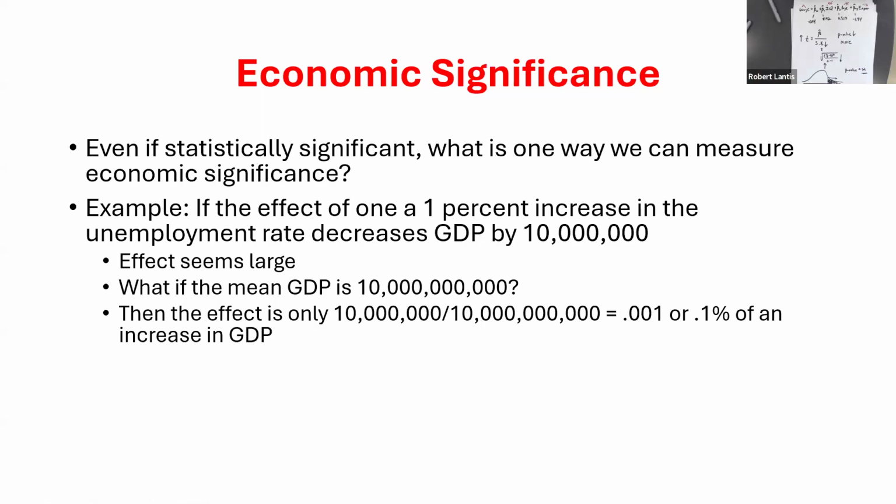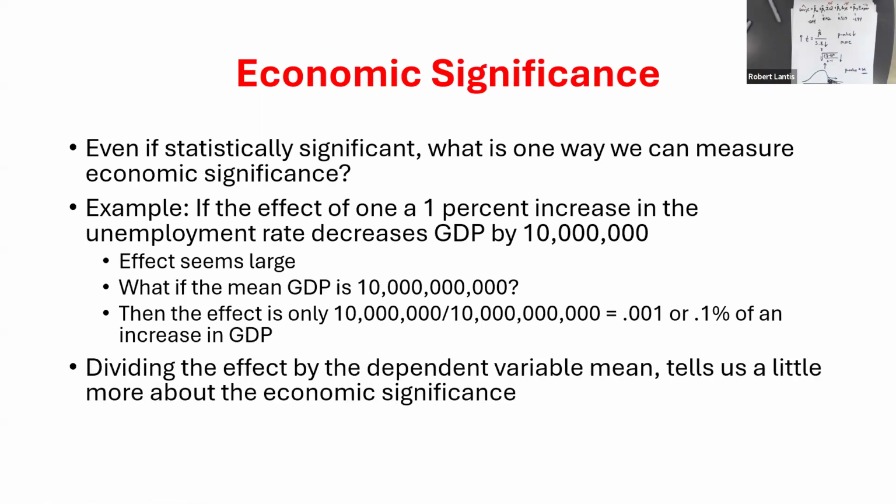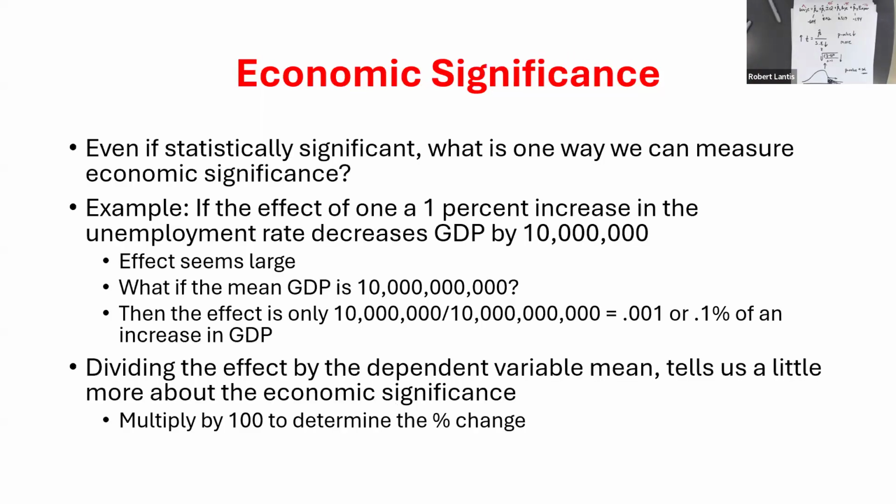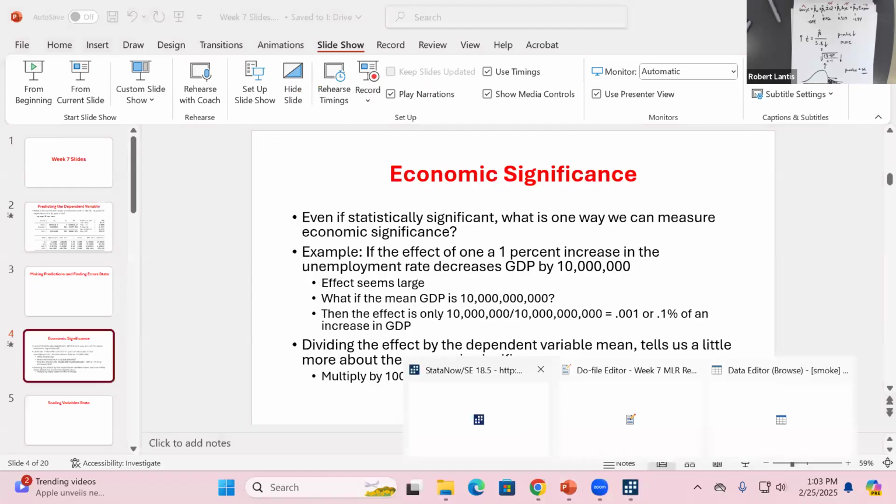So we could think about doing something like this with our cigarette price data. Okay? So here, thinking about, we just divide the coefficient by the mean of that dependent variable. And then if we want it in terms of a percentage, we would multiply by 100, right? So let's take a look at what this would look like in Stata here.